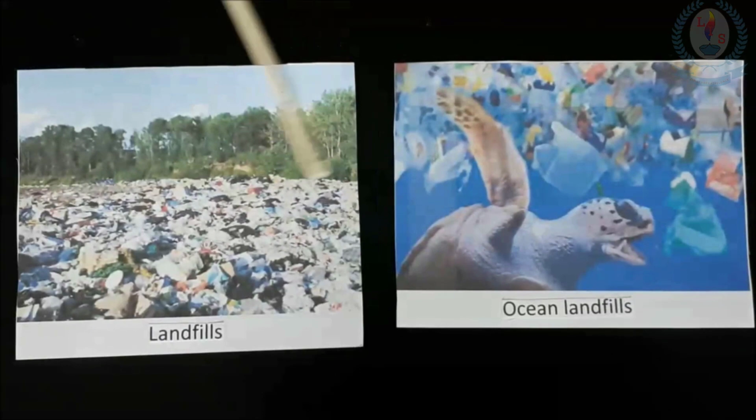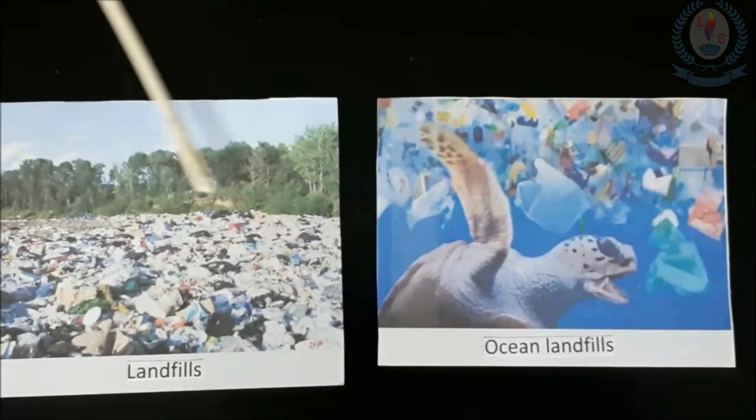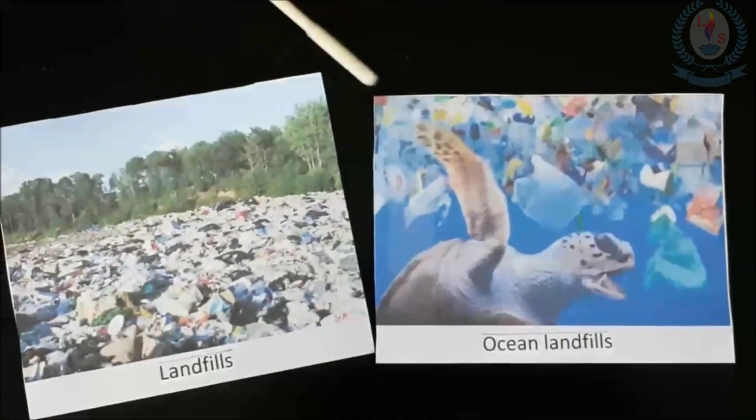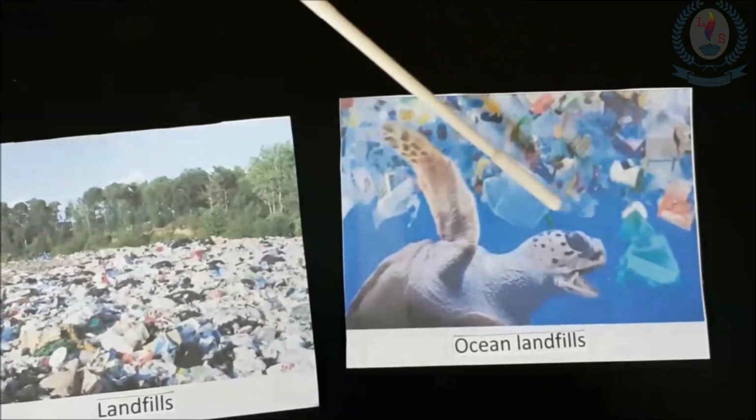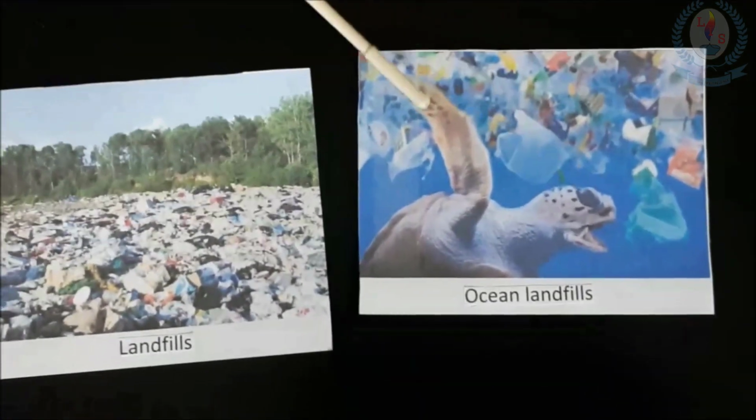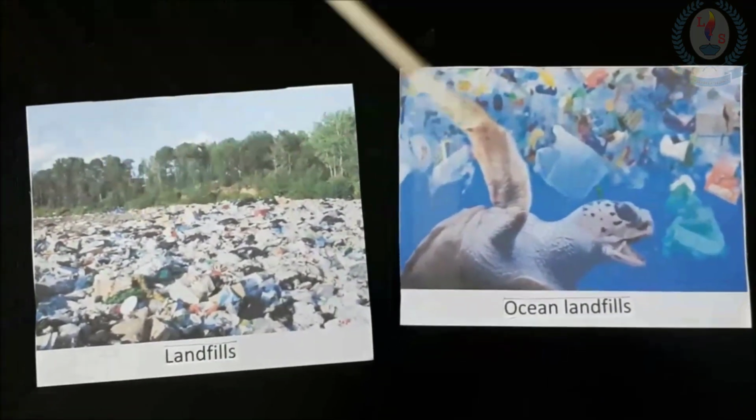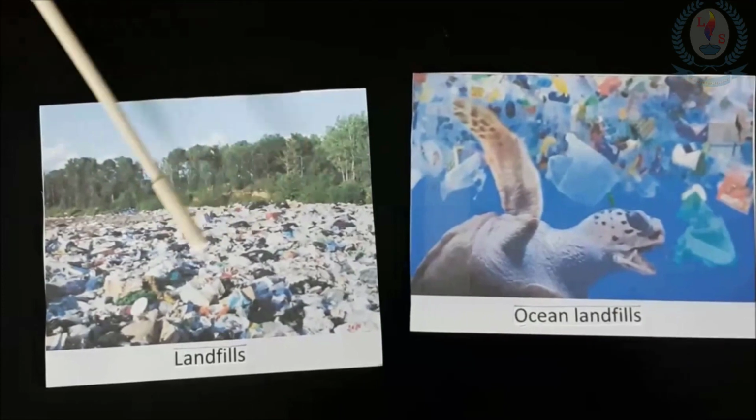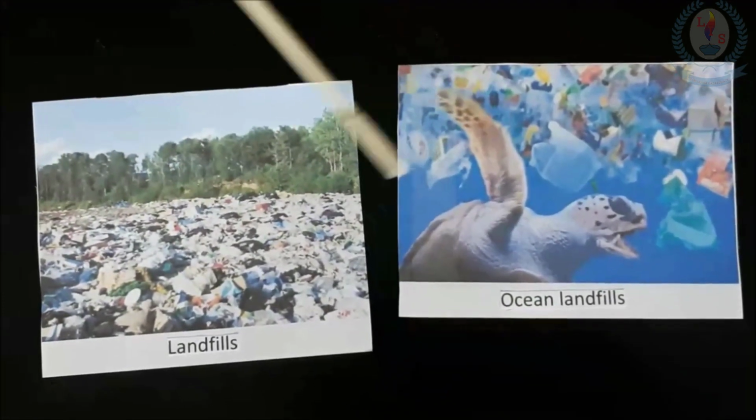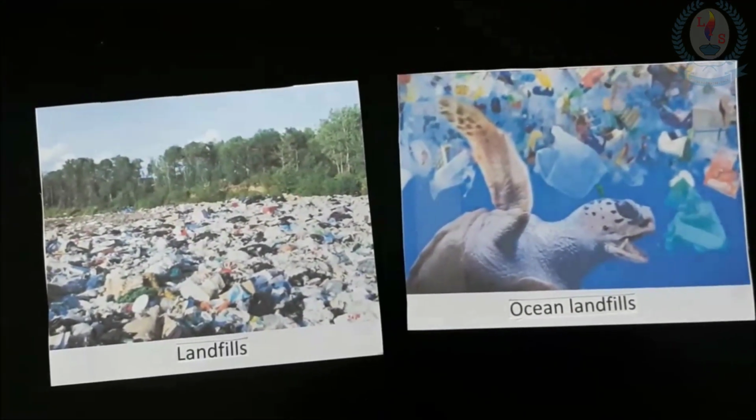You can see a lot of garbage thrown on land. And here there is a turtle. A lot of garbage you can see in sea water. If we recycle these things, the dumping of garbage on our land and ocean will be reduced.